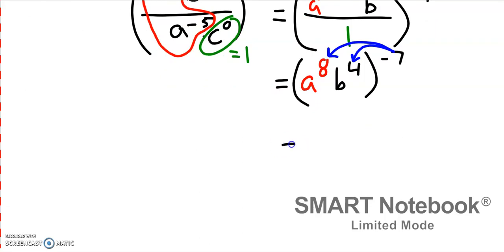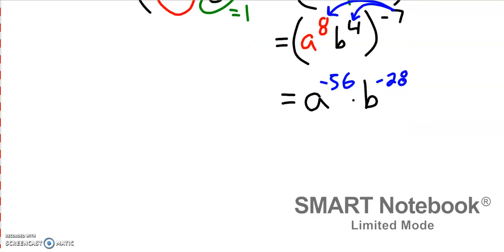So we get a to the 8 times negative 7, which is negative 56. And then b to the 4 times negative 7, which is negative 28. Since they're both negative exponents, we need to switch the location of it, and we get 1 over a to the 56th, b to the 28th.